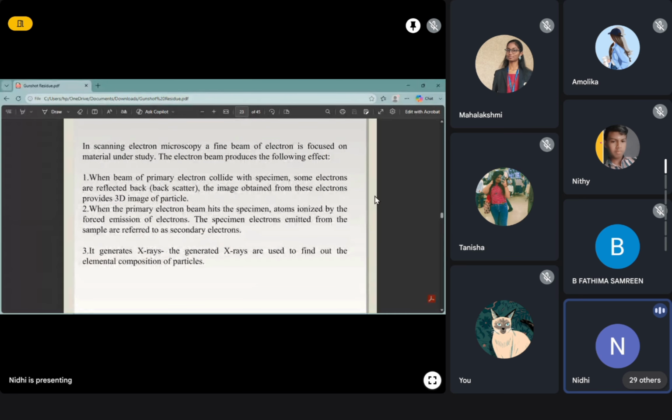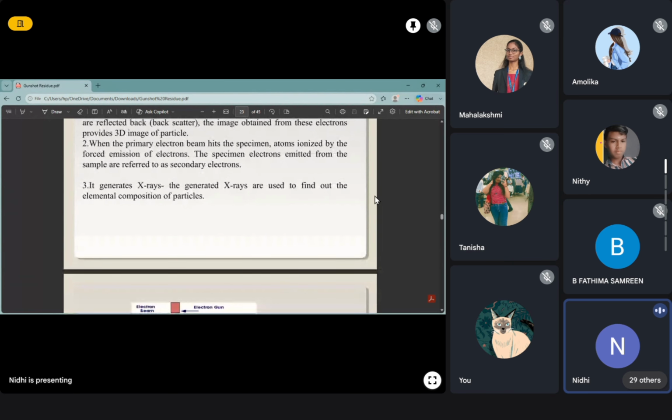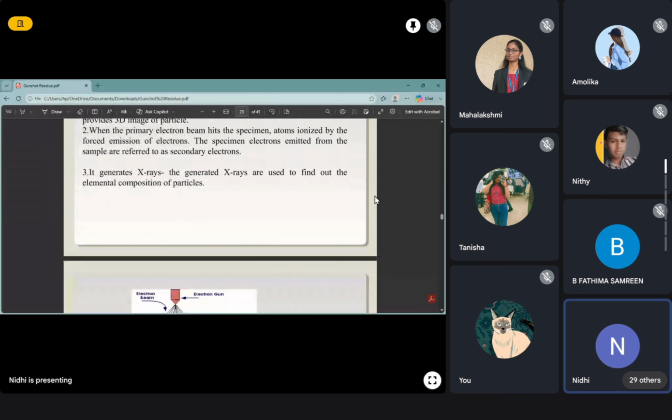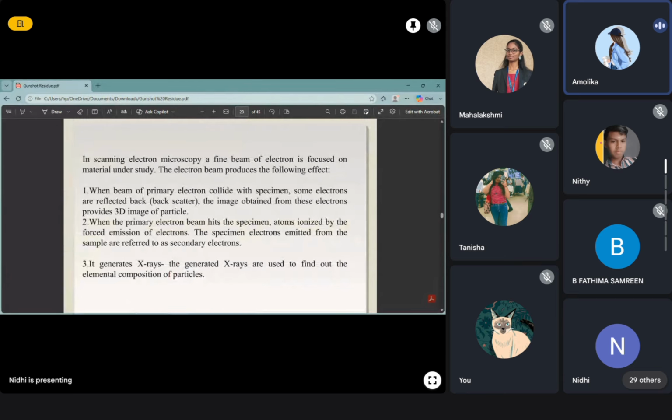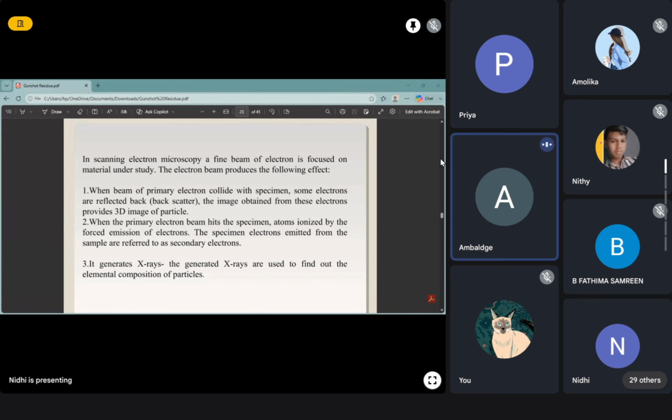Do you guys know about the mechanism of scanning electron microscopy, or should I tell you that? If you know, then we should just move forward. Okay, ma'am. Priya, can you please ask? Everyone give an answer, please. Yes, ma'am, they already know, so we will just move forward.